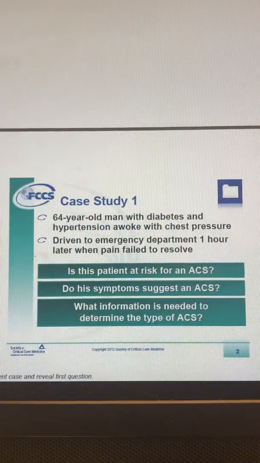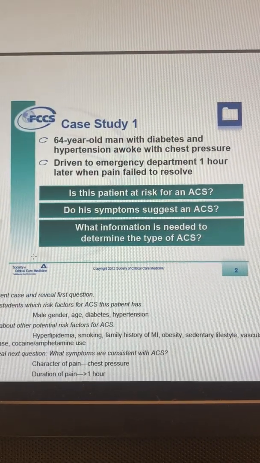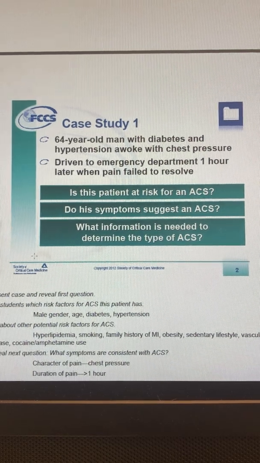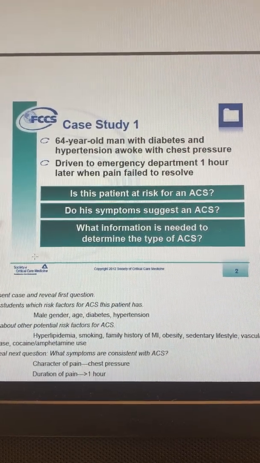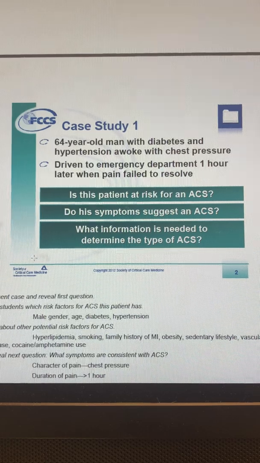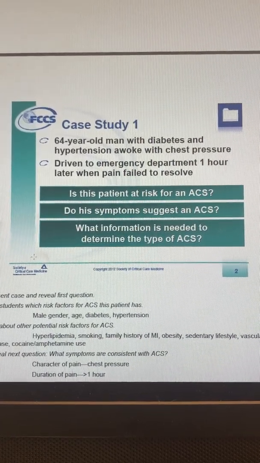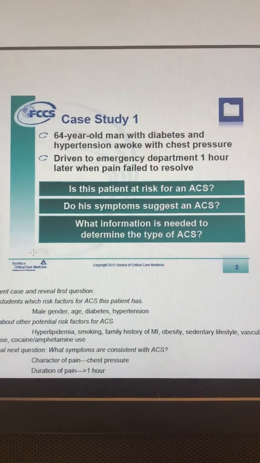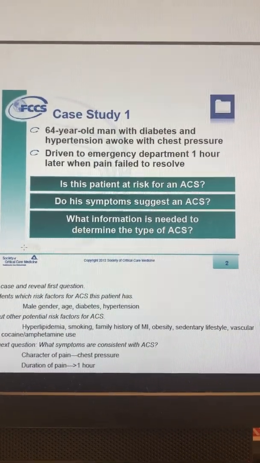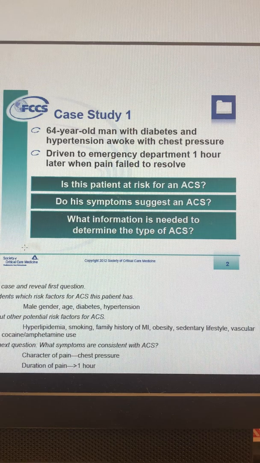So when we move to the next slide, it's case number 1. It's a 64-year-old guy with diabetes, hypertension, who woke up with chest pain, went to the emergency department 1 hour later when pain failed to resolve. So the first question is, is this patient at risk of acute coronary syndrome?